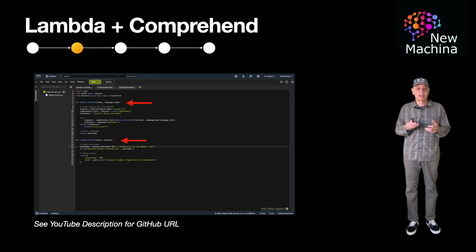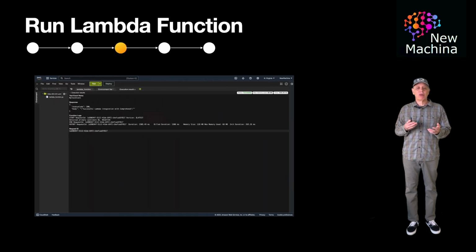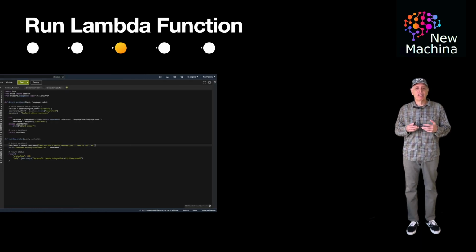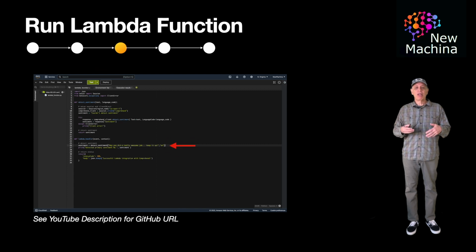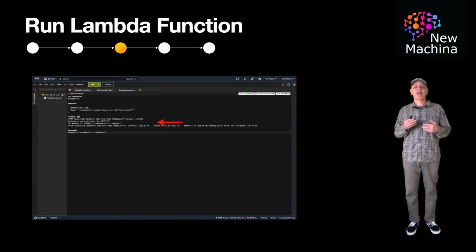In my first test, I call it with the text, "What's wrong with you, dummy?" Amazon Comprehend analyzes the text and returns a value of negative. That makes sense. That's not a very nice thing to say. I now change the input text to, "Hey, you're doing a really awesome job. Keep it up." Again, I click the Deploy button to upload the latest Lambda to the cloud. I click the Test button, and Amazon Comprehend analyzes the text and returns a value of positive. This also makes sense. That is something nice to hear.